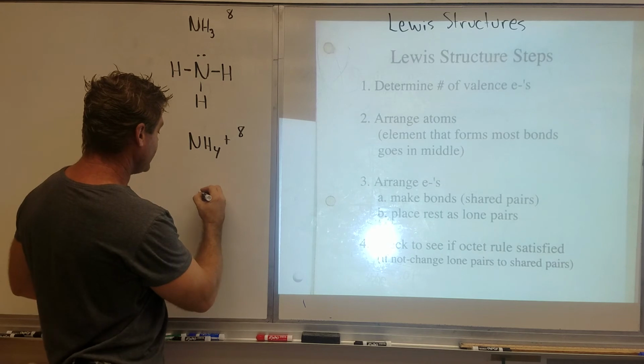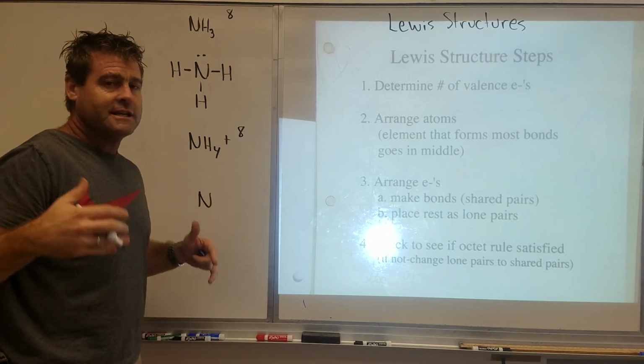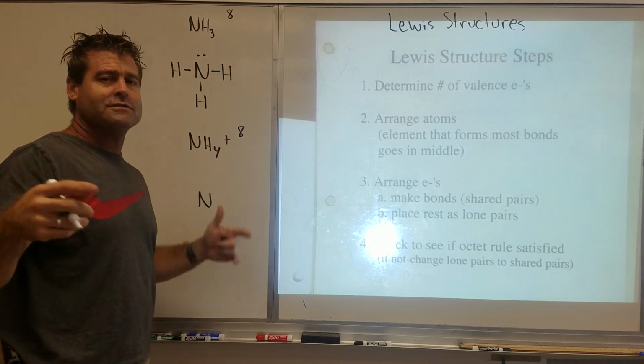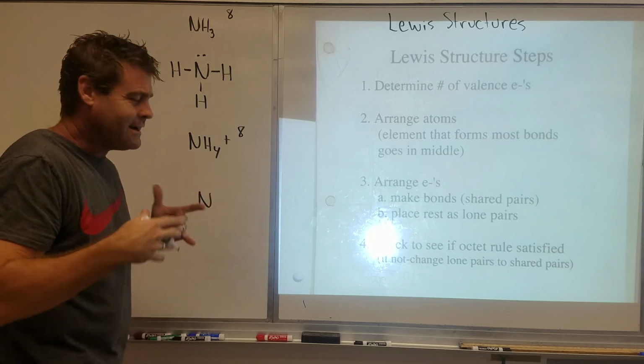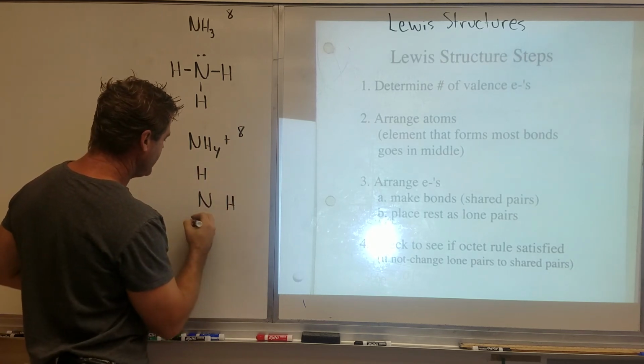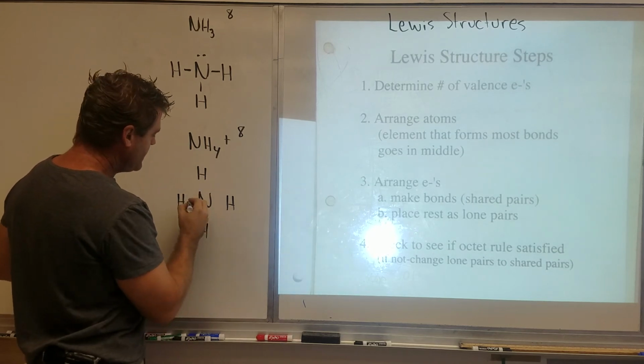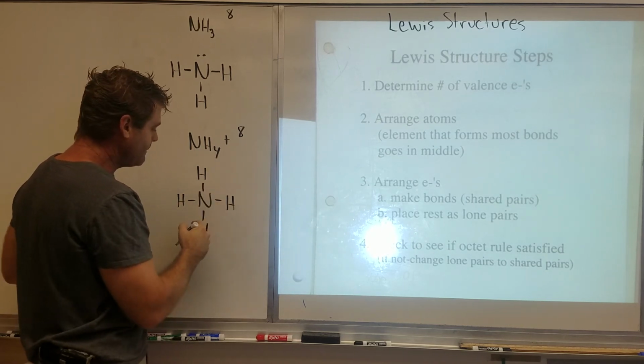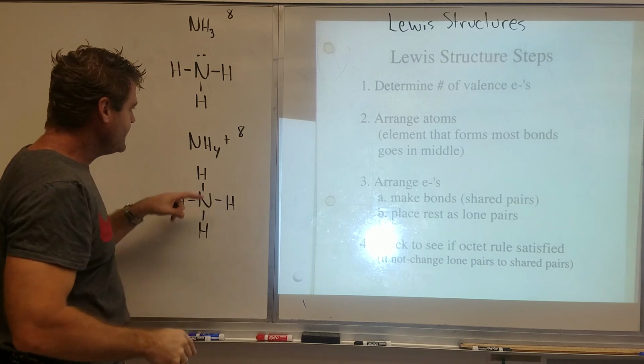Once again, I'm going to put the nitrogen in the middle. And you guys are going to get better and better at this because you're going to, oh, hydrogens only form 1 bond. They always go on the outside. See how you're going to be thinking a lot quicker. So I'm going to put hydrogen here, here. And then once again, what am I going to do? Make my bonds. How many electrons? 2, 4, 6, 8. That's all my electrons.